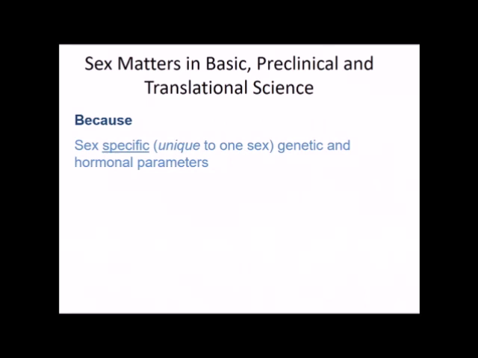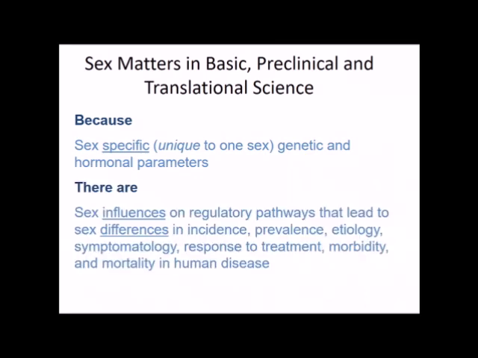So when you think about teaching material, in terms of basic preclinical and translational science, I like this concept. Because we have sex-specific genetic and hormonal parameters, we are going to identify and see sex influences on regulatory pathways that lead to sex differences in incidence, prevalence, etiology, symptomatology, response to treatment, morbidity, and mortality in human disease. This affects everything, not just cardiovascular disease. And if you go through the list of diseases in terms of prevalence in society, you can see that there are differences in autoimmune diseases, chronic lung diseases, kidney diseases, bone fracture and outcomes, and so on.